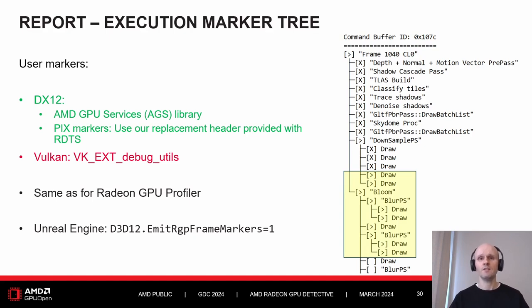In Vulkan, it is enough to use the standard debug utils extension and the begin label, end label functions. Unreal Engine also has them integrated already. So just enable the console variable shown here.